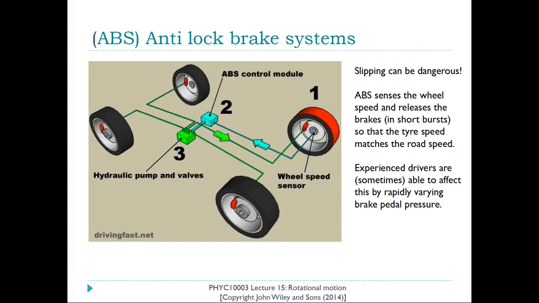This hoop converting more potential energy into rotational kinetic energy than translational energy is why we have our automatic braking system in cars, or anti-lock brakes, ABS. So what the ABS system does is it tries to prevent slipping. What it tries to do is match the velocity of the wheel with the velocity of the ground. So the ABS senses the wheel's speed and releases short bursts of the brakes, so the tire speed, that hoop essentially, matches the speed of the road.